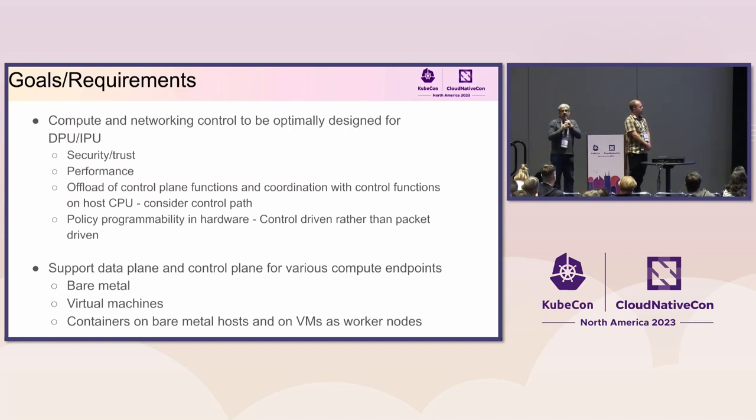What we need to really look at is how we integrate the compute and network control plane for the DPUs and IPUs to achieve trust or security, to achieve performance, as well as to offload the control plane functions and coordinate the control plane functions between the host CPU and the DPU IPU. And finally, one of the data plane functions, which is policy programmability, to drive for it to be control driven.